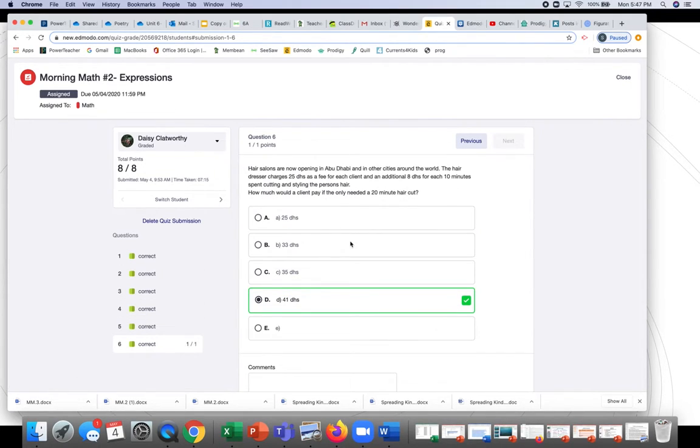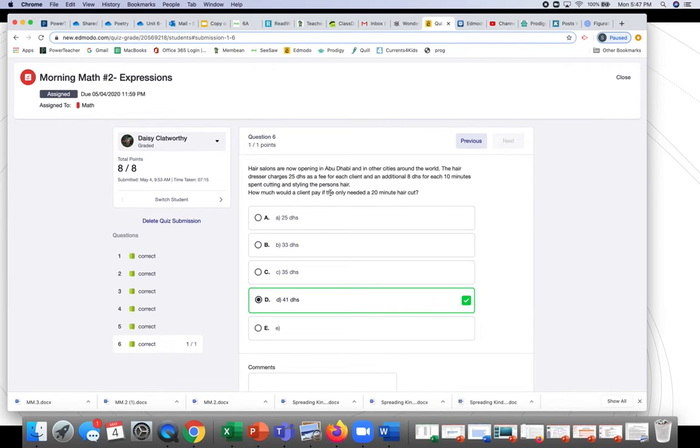Okay, we'll just look at this next one that Daisy did. So hair salons are now open in Abu Dhabi and other cities around the world. The hairdresser charges 25 dirhams as a fee for each client and an additional 8 dirhams for each 10 minutes spent cutting and styling the person's hair. How much would a client pay if they only needed a 20-minute haircut?